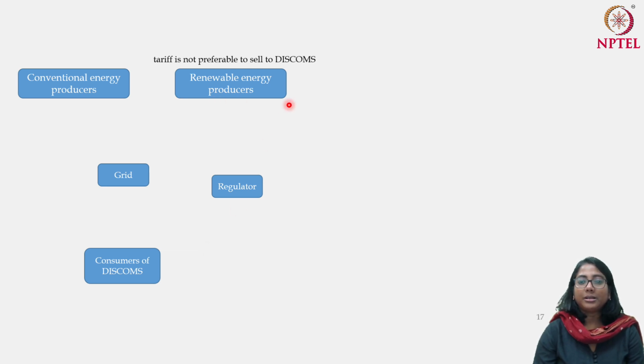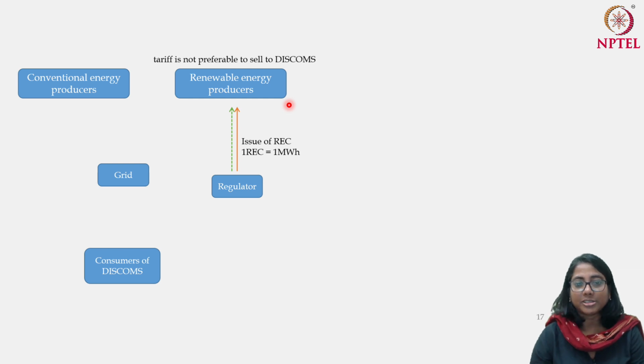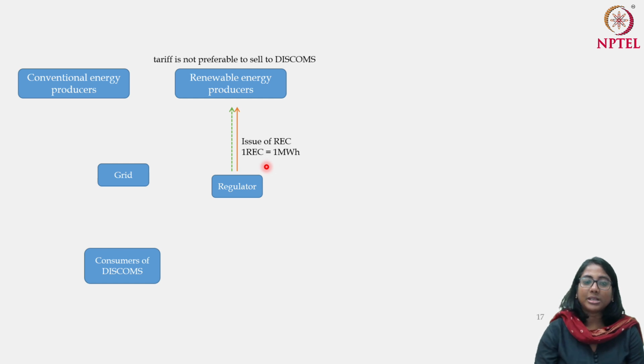Once the renewable energy producer produces electricity, the regulator issues the renewable energy certificates. Now it has 2 attributes. The orange line represents the attribute of electricity, and the green line reflects the attribute of renewability. So it has generated a certain amount of energy from renewable sources. These 2 attributes are bundled and given to the renewable energy producer. So what does the renewable energy producer do? Along with the conventional energy producer, it can supply the power to the grid. So this is one option.